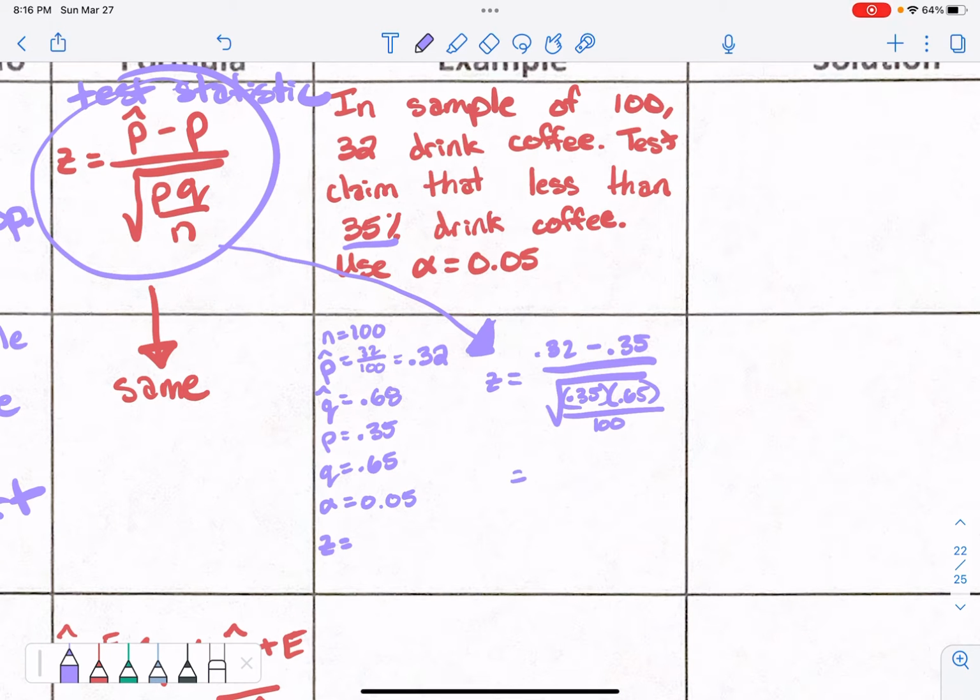I'm gonna have to go get a calculator. Sorry, this might take a minute. If you want to fast forward, go for it. But I'm gonna go grab a calculator. Maybe. Nope, I need it.